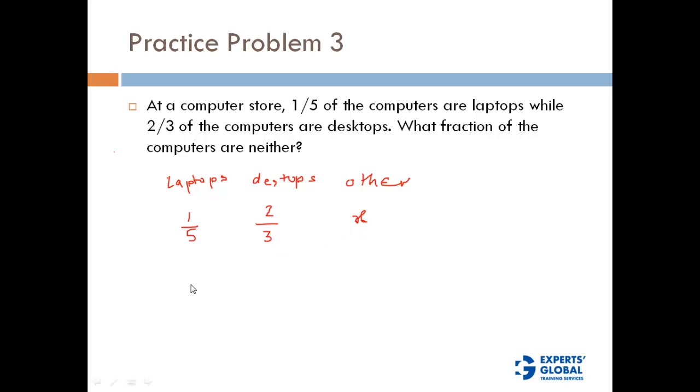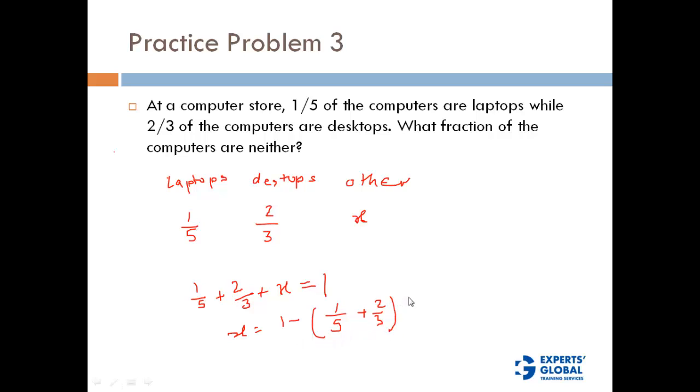So what can we say about this? We can say that 1/5 of the computers that are laptops, plus 2/3 of the computers that are desktops, plus all other fractions will make up 1. 1 means all the computers. So we get X is equal to 1 minus (1 by 5 plus 2 by 3).